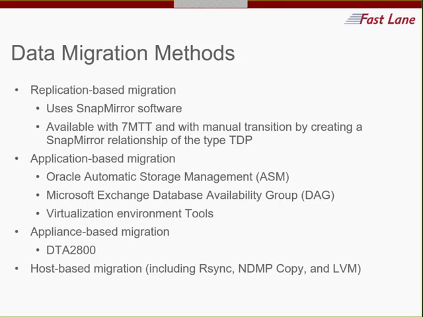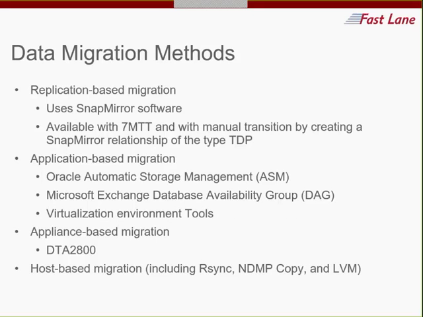So there are several types of migration methods available, each with their own benefits and considerations, and NetApp has categorized these migration methods based on their benefits and capabilities. So you've got the replication-based migration, which uses NetApp SnapMirror technology. This method is available through the 7-Mode Transition Tool, or you can manually transition by creating a SnapMirror relationship of the type TDP, or Transition Data Protection. The key benefit of replication migration is that the Snapshot copies and the storage efficiency savings are retained throughout the migration.